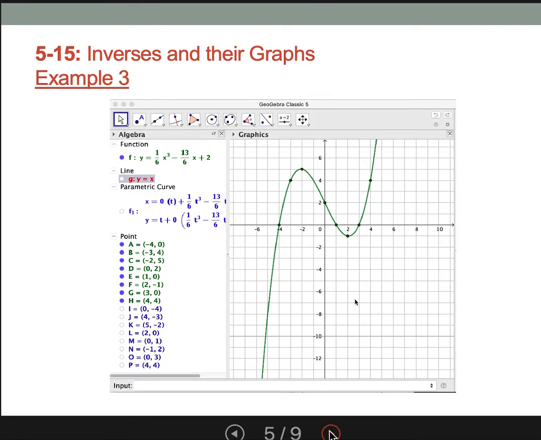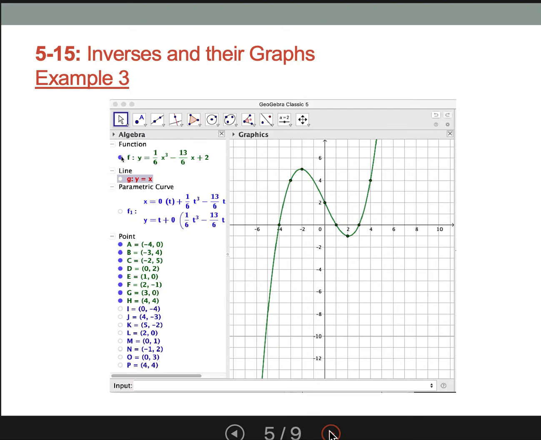Last one of these examples, this time we're going to deal with a cubic function. The equation of this function that I'm turning on and off is 6x cubed minus 13 over 6 x plus 2. If you recall, parabolas have one hump, one turn, as you can say. Cubics tend to have about 2 turns.